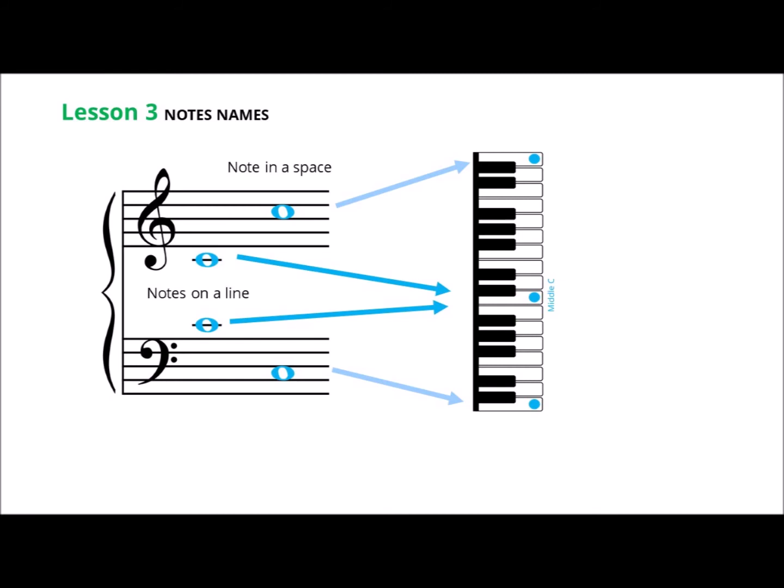This is a grand staff, which is used by piano players. The note on a line in the middle is known as middle C and can be played by either hand. The note on the space second from the outside is also a C. Knowing where these C's sit on a stave can help make reading other notes more easy.